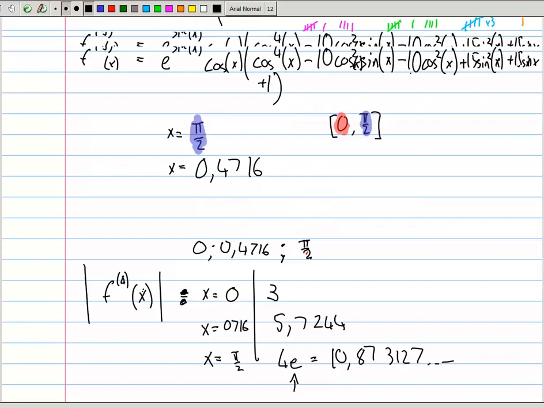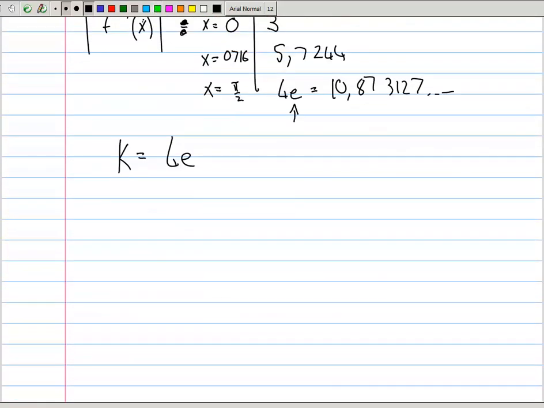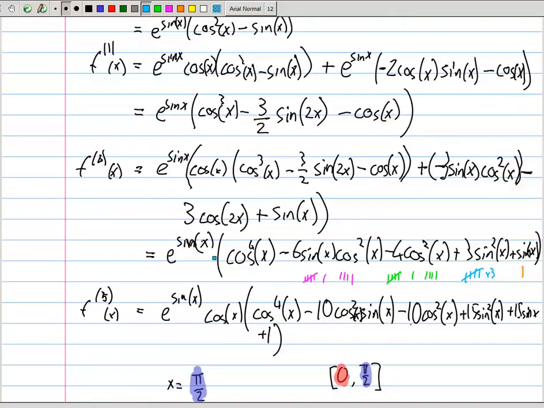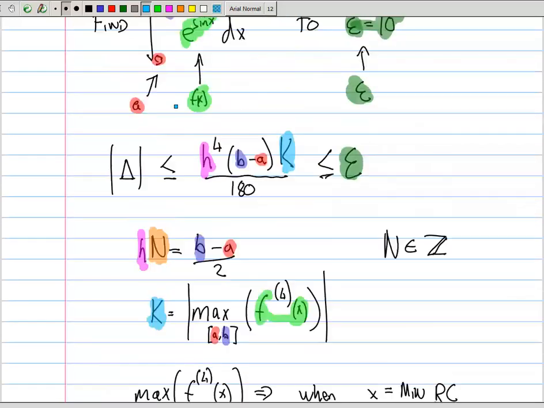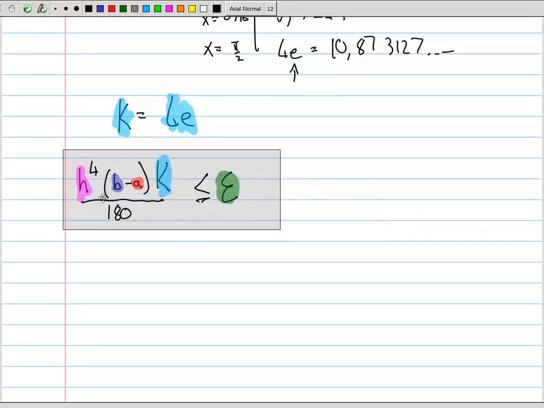We know that our k, color-wise, we're looking at light blue. So let's just color code it quickly. K is equal to 4e. With that in mind, we can now bring down our next equation. So I'm going to just grab this and bring it down. This is what we're working with.